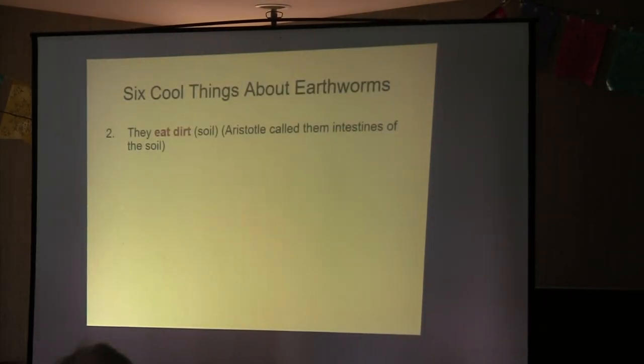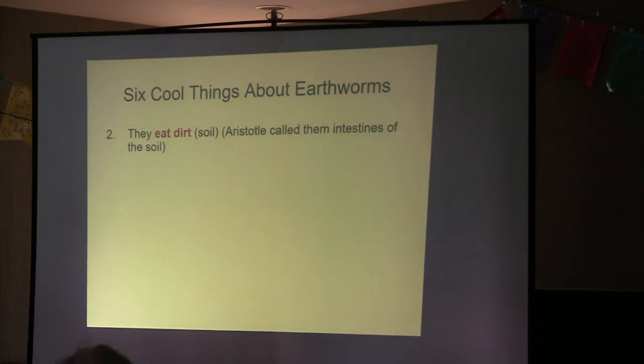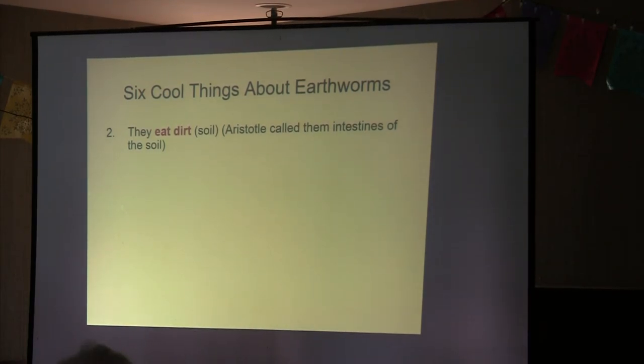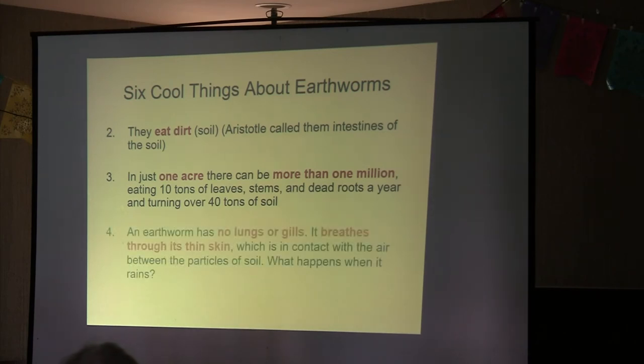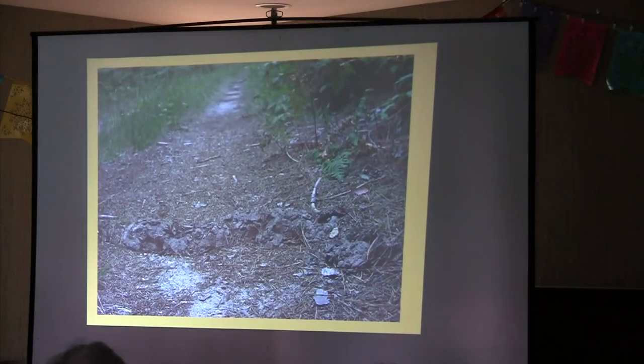Yeah. They eat dirt or soil. Aristotle called them the intestines of the soil. In just 1 acre, there can be more than 1 million. Wow. Eating 10 tons of leaves, stems, and dead roots a year and turning over 40 tons of soil. Remember that thing that I showed you about the biomass? Mm-hmm. An earthworm has no lungs or gills. It breathes through its skin, which is in contact with the air between particles of soil. So we talked about what happens when it rains.